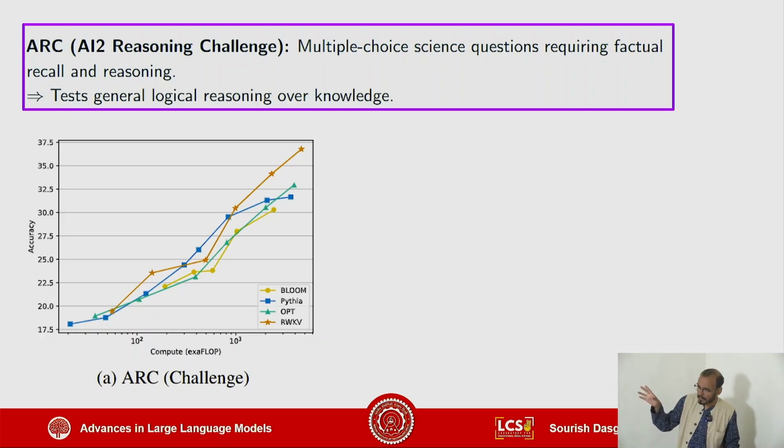Have you seen this benchmark before in some other previous lectures, or am I repeating it?